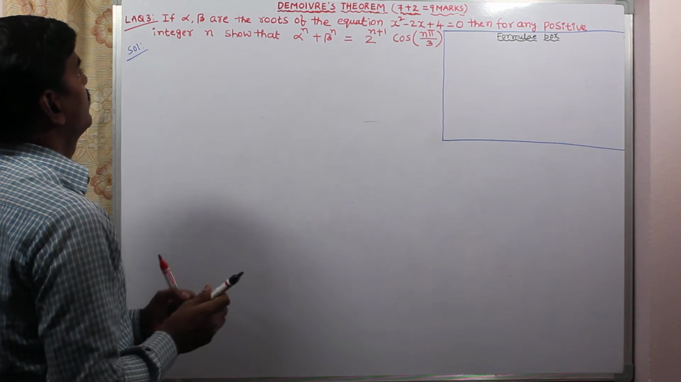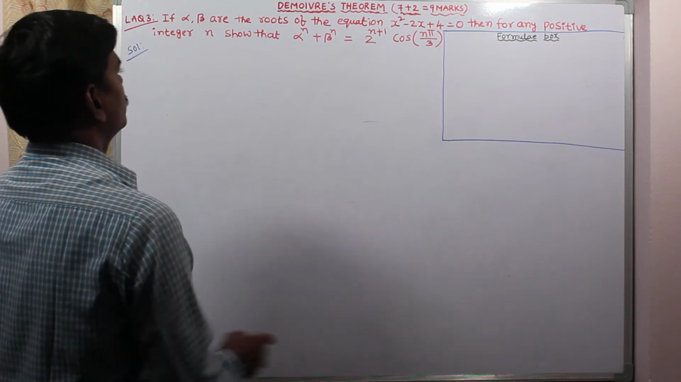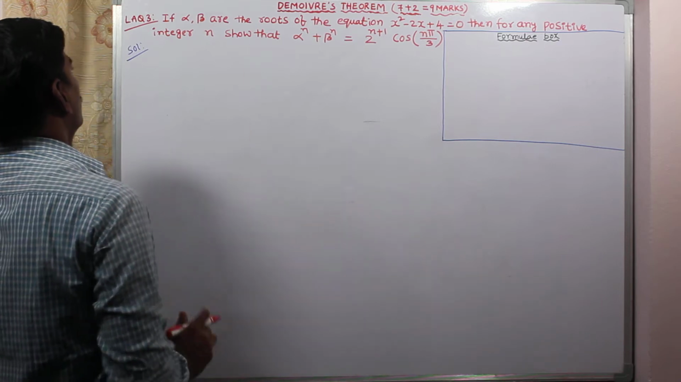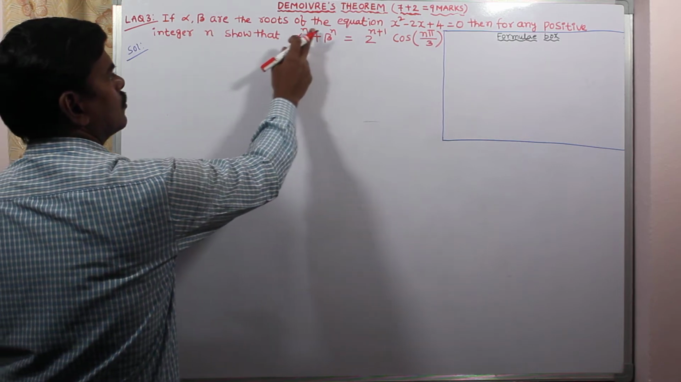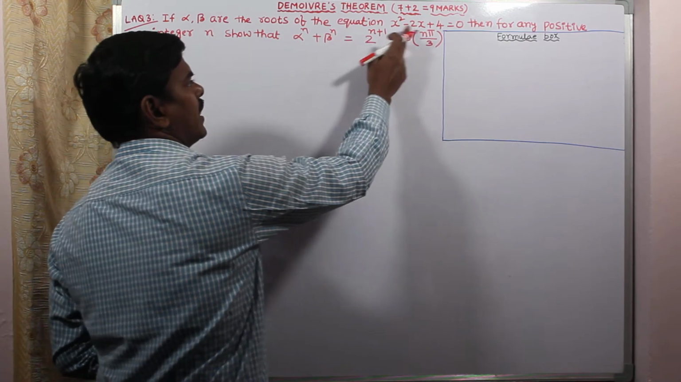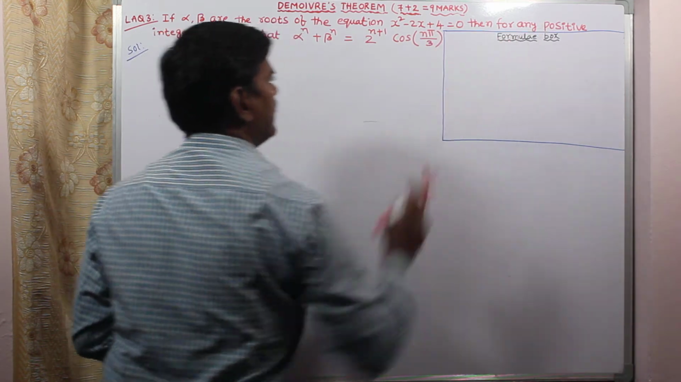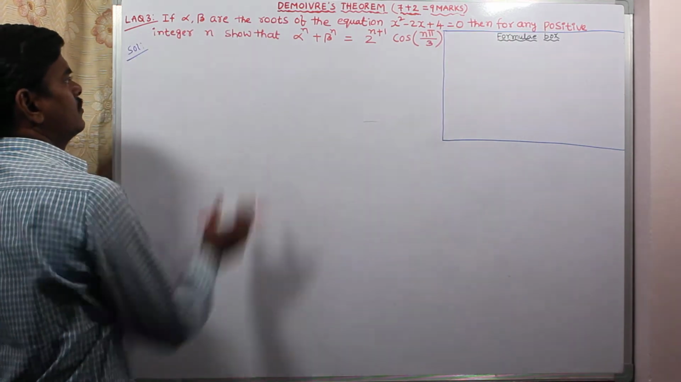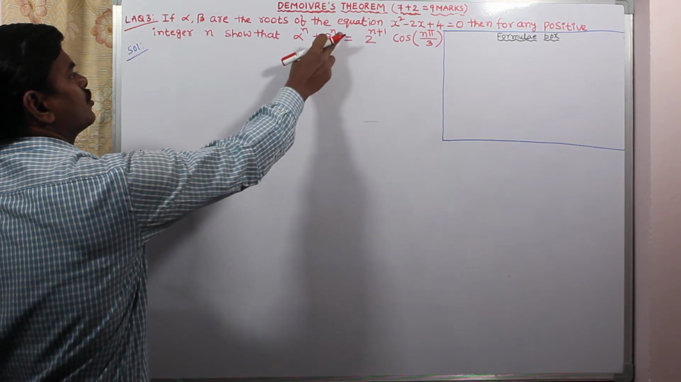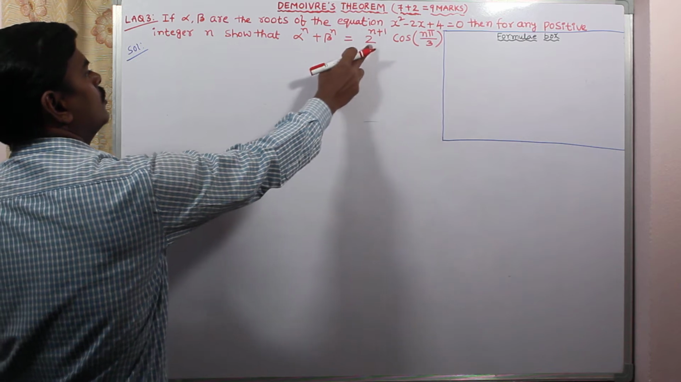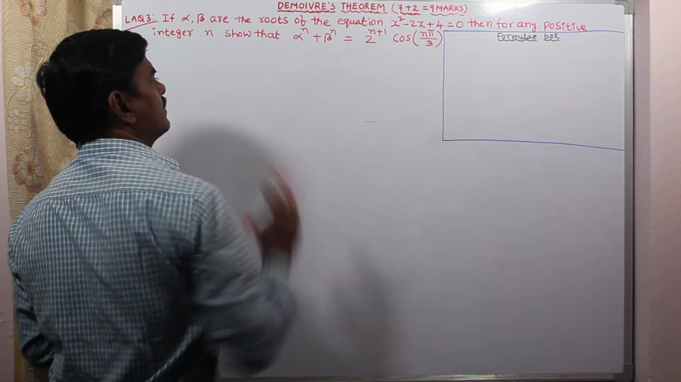In this video we are going to learn one of the important long answer questions from the chapter De Moivre's theorem. Let us see the question. If alpha, beta are the roots of the equation x square minus 2x plus 4 equals 0, then for any positive integer n, show that alpha to the power n plus beta to the power n equals 2 to the power of n plus 1 into cos of n pi by 3.